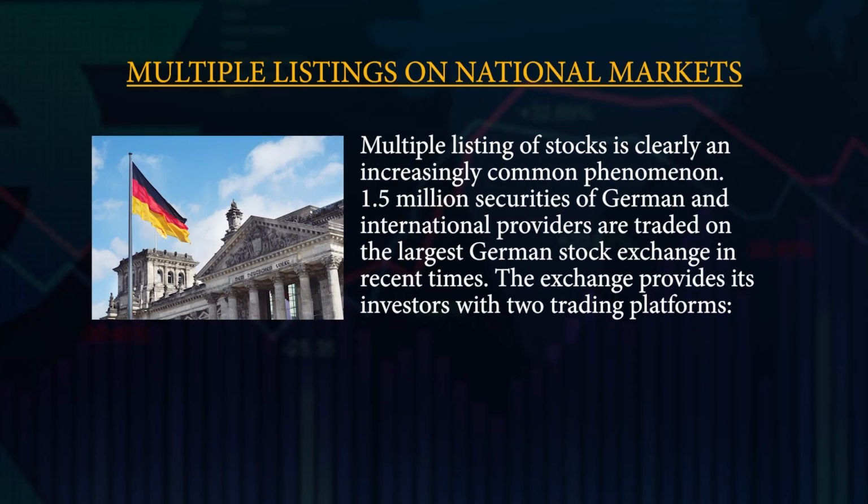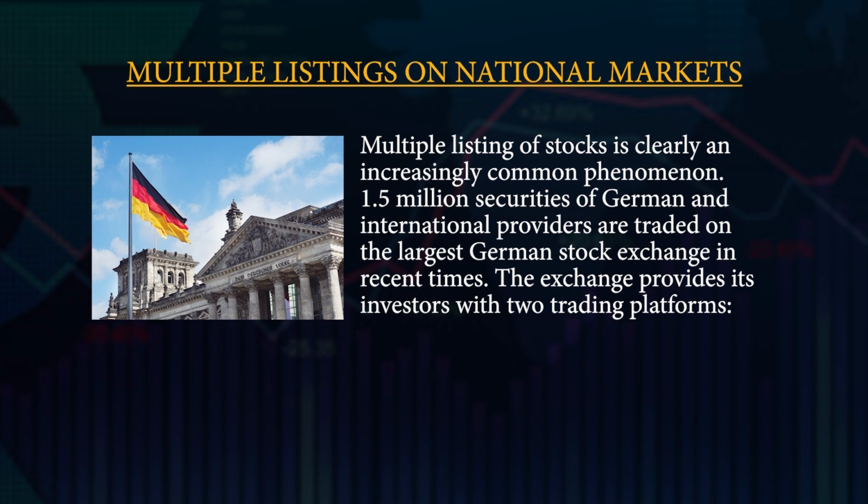Like the number of stocks of firms from other countries that were listed on the German national stock exchange, which we call the Deutsche Börse, in the year ended 1999, was around 7,682. German domestic companies out of that numbered only around 933. So all the remaining around 6,600 of them were international stocks that were listed on the German stock exchange Deutsche Börse. Multiple listing of stocks is clearly an increasingly common phenomenon.